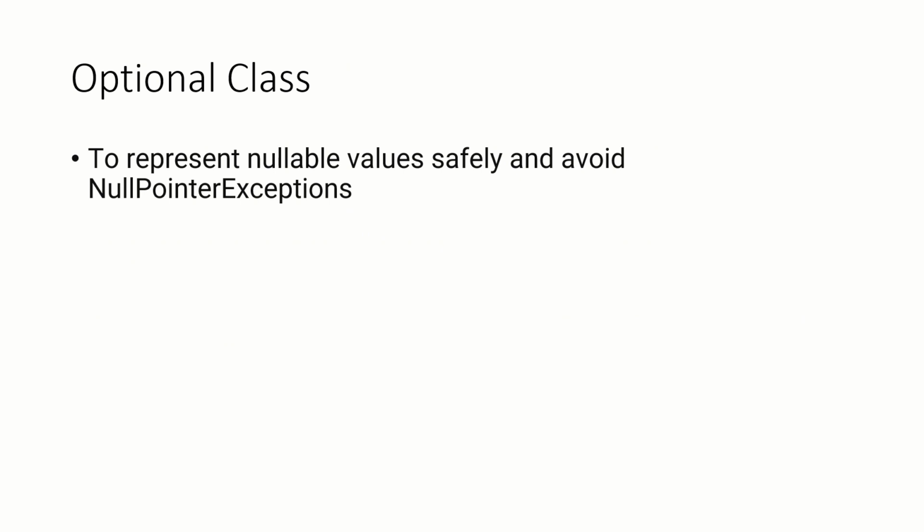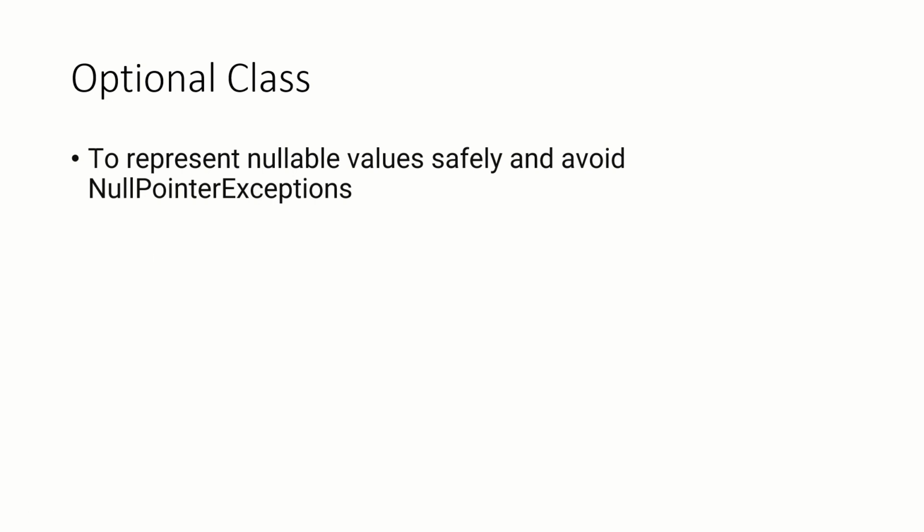So what is the Optional class? It is a feature introduced in Java 8. It is used to represent nullable values safely and avoid the null pointer exception. Let's say there's a condition where a null pointer exception is being raised. There you can use the Optional class to avoid the null pointer exception and to represent the nullable value safely. We will discuss these things through practical implementation, so don't worry about that.